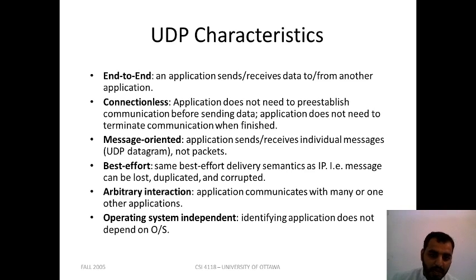The next one is message oriented. Applications send and receive individual messages, UDP datagrams, not packets. Next, best effort: the same best-effort delivery semantics as IP, that is, a message can be lost, duplicated and corrupted. The next one is arbitrary interaction: an application communicates with many or one other application. The last one is operating system independence: identifying the application does not depend on the OS.